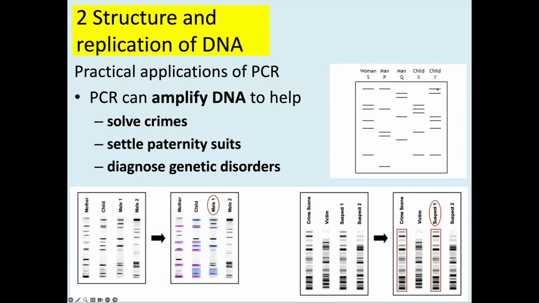Now, for child Y, we look at this top one, shared by both S and P, okay? But then we look at the second one, that's shared by Q. So both men are still in the running at this stage. Next one, we can see is shared by man Q, but by no one else. So we're leaning towards man Q, I would say right now, as the father of child Y.